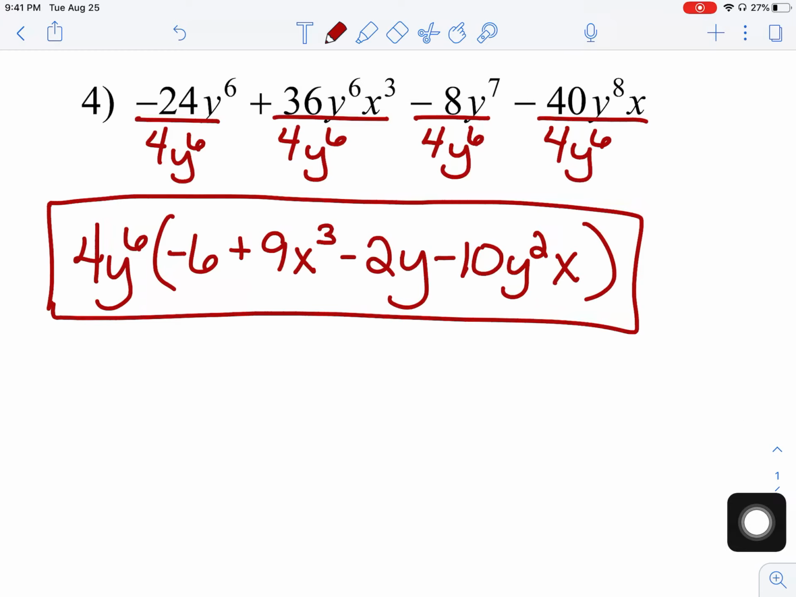All right, I hope this video has helped show you some methods for how to factor just using a GCF.